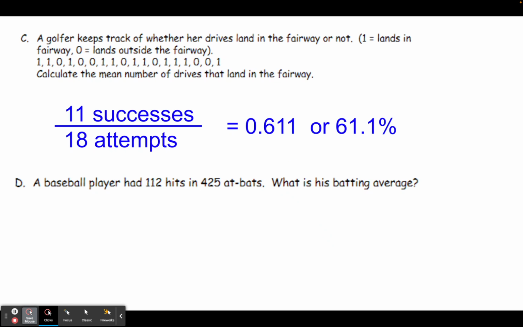0.611, and that is a decimal. Now, in this case, it might make sense to turn that into a percent. So if I move the decimal point to the right 2 places, that would give me 61.1%, and that would be what we consider drive accuracy for a golfer.